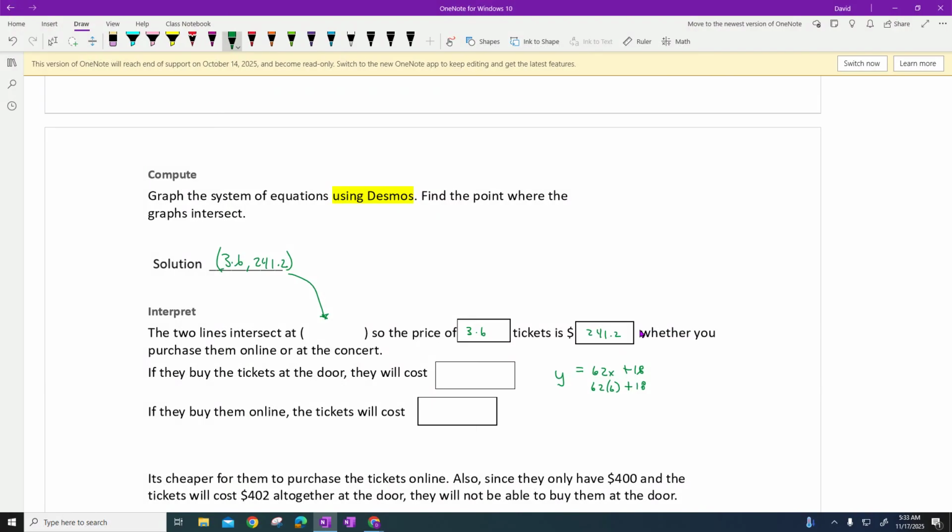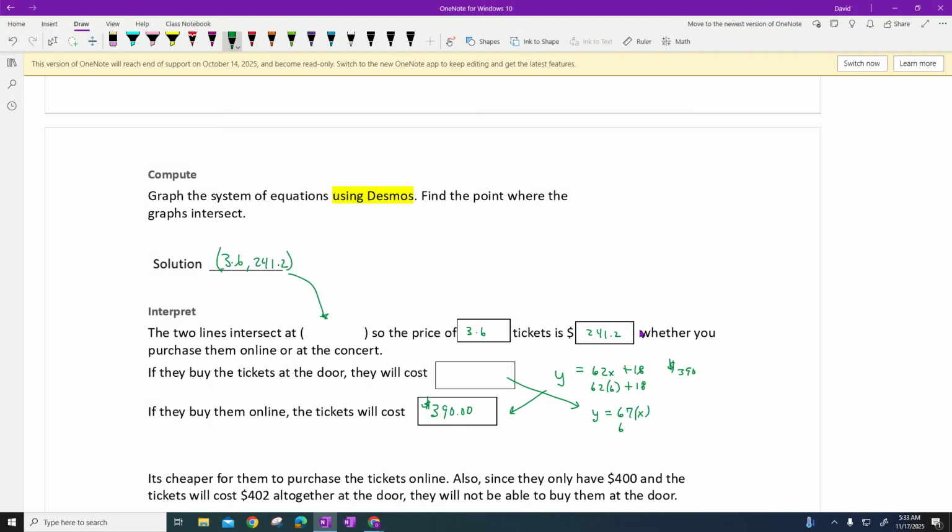If they buy tickets at the door, they will cost. I got $62, 6 tickets, $18 service fee. So let's try that again. 62 times 6 plus 18. I'm getting $390. If they buy the tickets at the, that's this one down here. If they buy them online, okay, I have them backwards. I was going to say, something's not right here. And if they bought them at the door, that would be the y equals 67x.